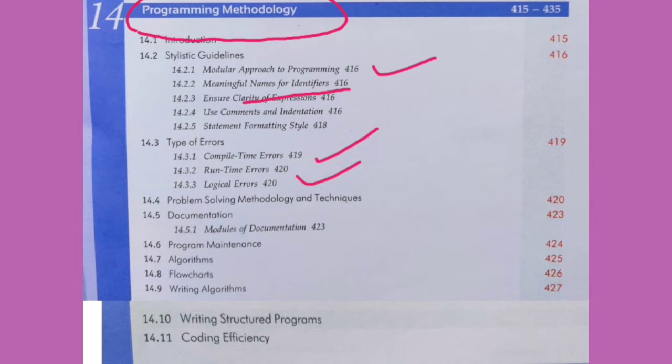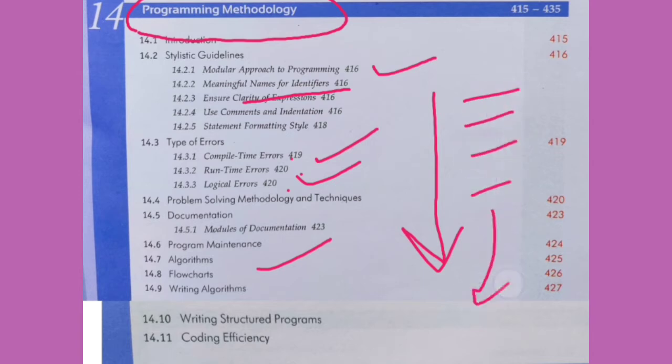When we do any program, we will definitely have some errors the first time. So we have to compile it. Compile means scan it, and then there are different types of error which we may encounter. Then we have program maintenance, algorithms, flowchart. So how is a program written, how is the flow, and first of all we prepare the algorithm, then the flowchart, and then we go for the program.